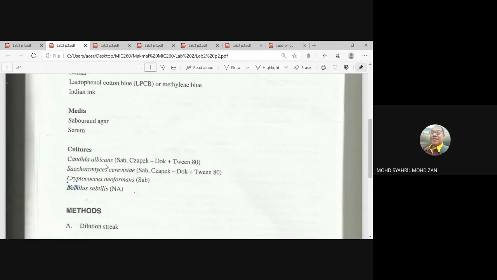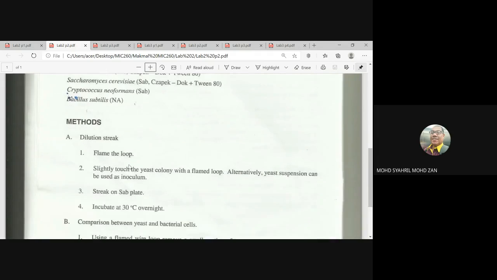Alright, what type of culture yang kita gunakan? Candida albicans, okay, Saccharomyces cerevisiae, Cryptococcus neoformans. Last one, to compare between all these fungi, we're using Bacillus subtilis. So yang dalam kurungan ni adalah dia punya media, okay. So kalau Bacillus subtilis, dalam kurungan ni adalah nutrient agar. So untuk Candida albicans, Sabouraud dextrose agar plus Tween 80, right? Ini adalah media yang kita culturekan kita punya fungi tadi, right?